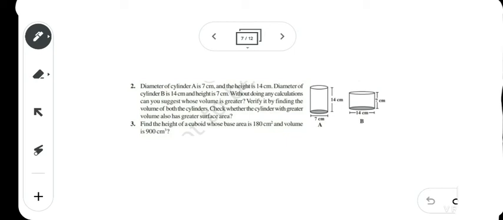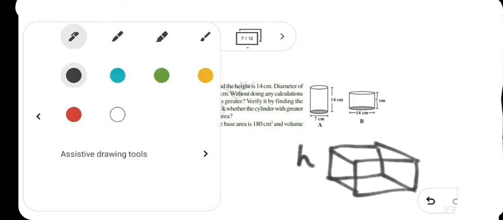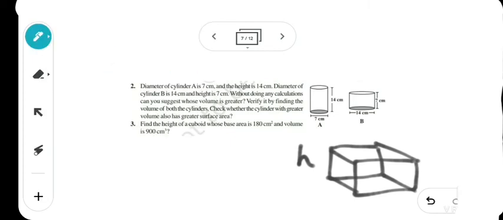Second question we have done. Now we are going to do the third one. Find the height of a cuboid. We have a cuboid whose height we want to find. See, like this is a cuboid I am drawing. Its height we want to find. Its base area is 180 centimeter square and volume is 900 centimeter cube.